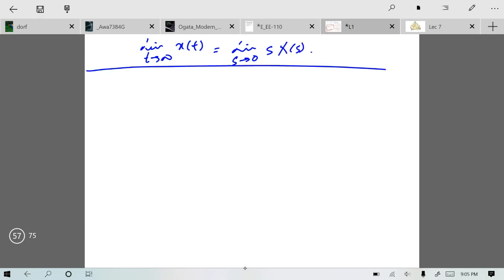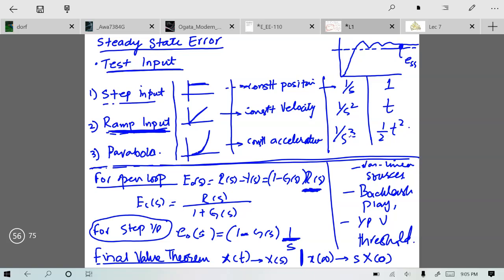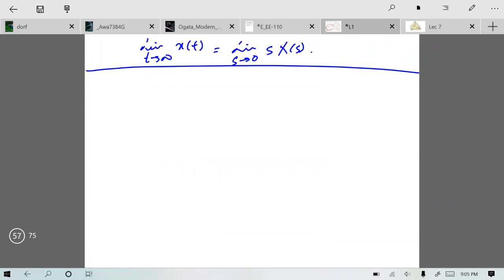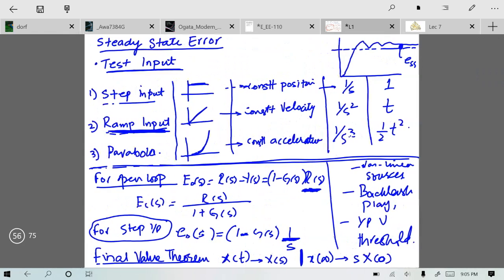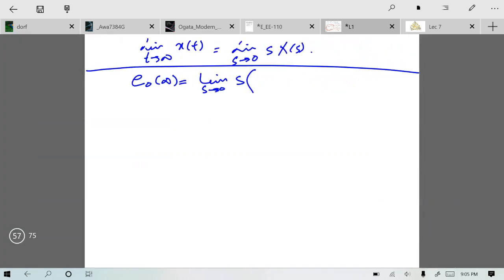This is what I have applied over here. Putting s equal to 0 and multiplying with s, the open loop steady state error e_ol(infinity) is equal to the limit as s approaches 0 of s into 1 over s into 1 minus G of s. So this s is cancelled with this s, and the open loop steady state error would be equal to 1 minus G of 0.